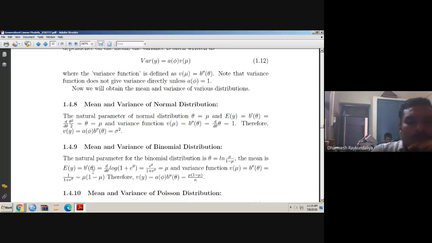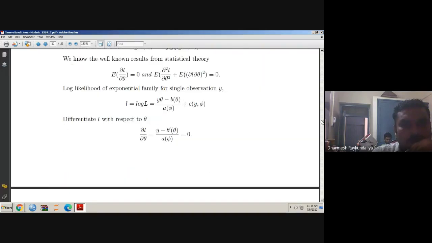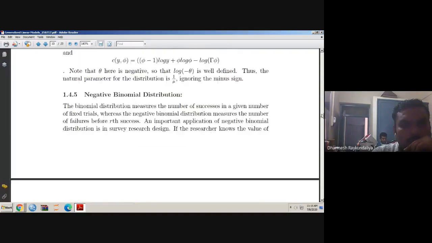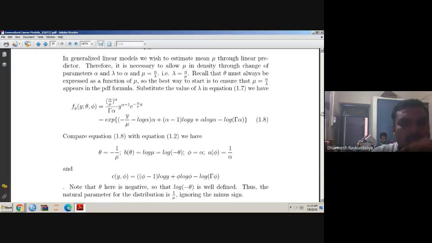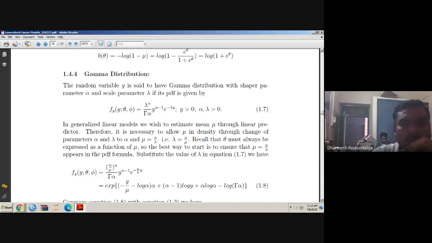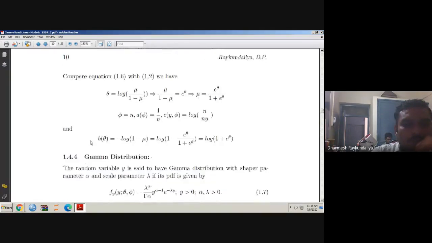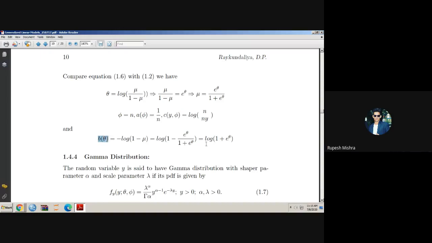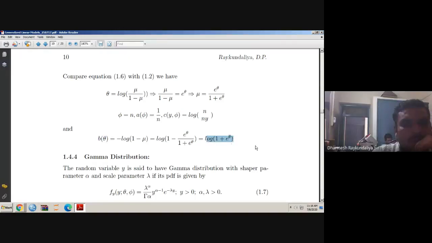So what is b theta in the binomial distribution? Anyone remember? I told you that you have to keep the book with you so that you can write something, because it is a statistics lecture. It is not a philosophy lecture where you just listen and your job is done. So b theta is log of 1 plus e raised to theta, in the binomial distribution.